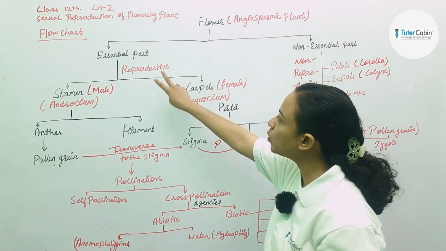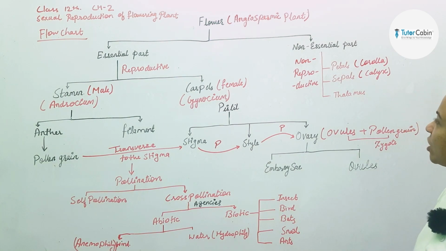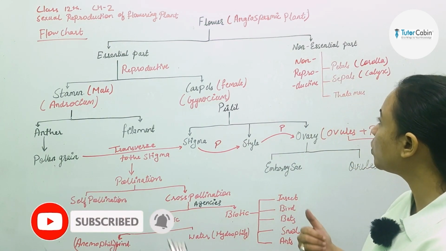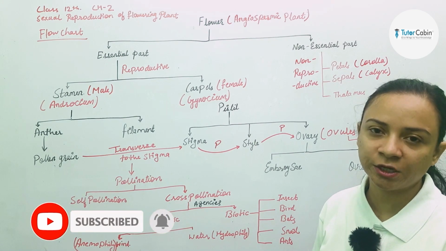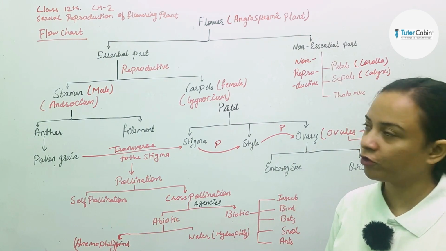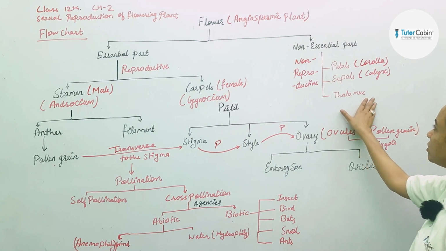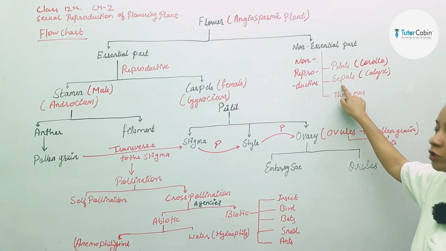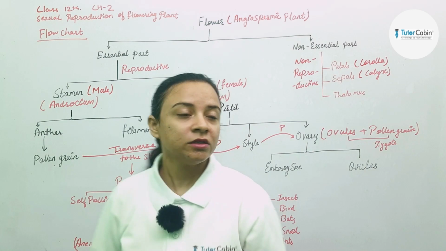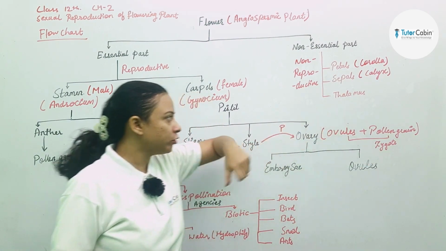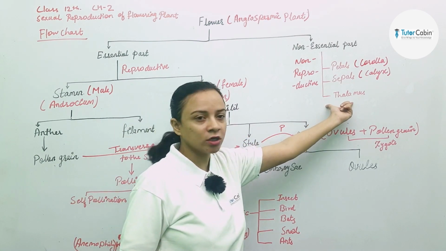The flower has two parts. The first one is the essential part and the second is the non-essential part. The essential parts are those parts which participate in reproduction, and non-essential parts are those parts which do not participate in reproduction. That is called the non-reproductive part. So the non-reproductive parts are the petals, known as the corolla, the sepals, known as the calyx, and the thalamus. The part on which the flower parts sit is called the thalamus.